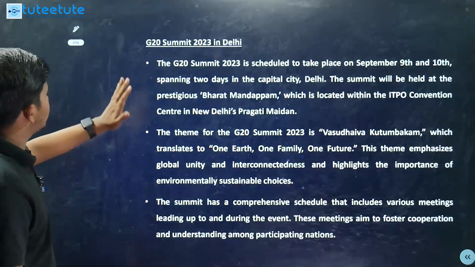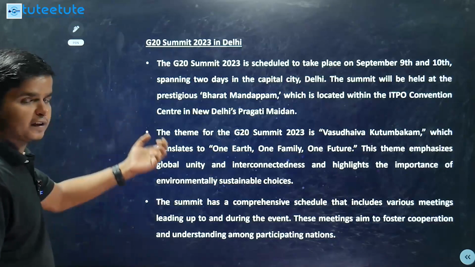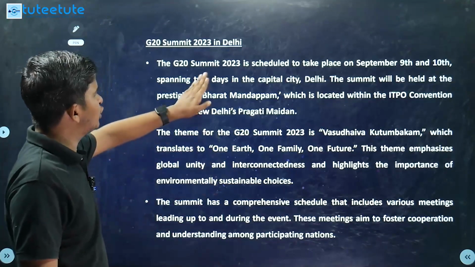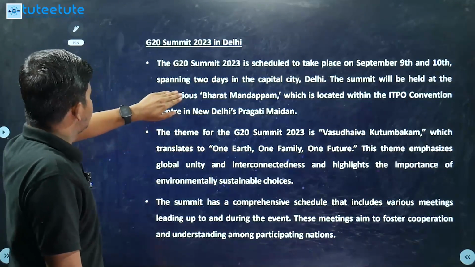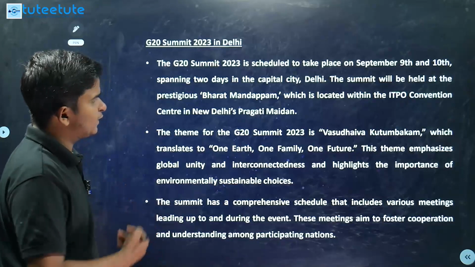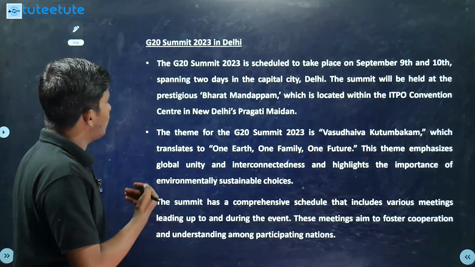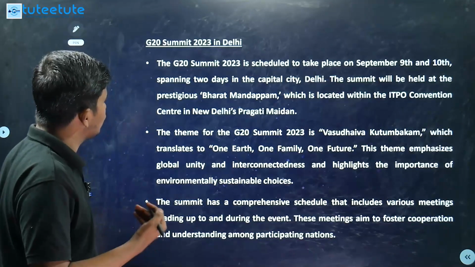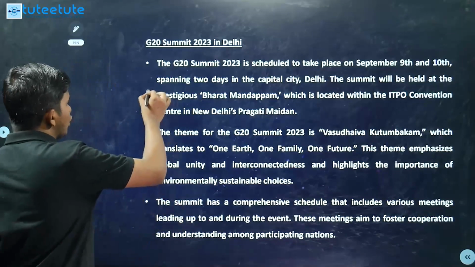Next, G20 Summit 2023 in Delhi. We know G20 is the group of 20. The G20 Summit 2023 is scheduled to take place on September 9 and 10th, spanning 2 days in the capital city, Delhi. The summit will be held at the prestigious Bharat Mandapam, which is located within the ITPO Convention Center in New Delhi's Pragati Maidan. That is the location of G20.